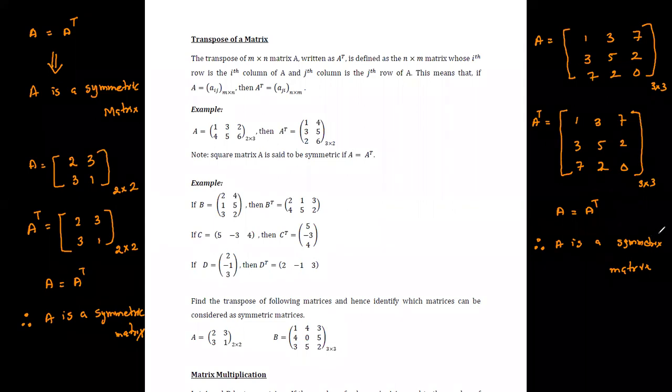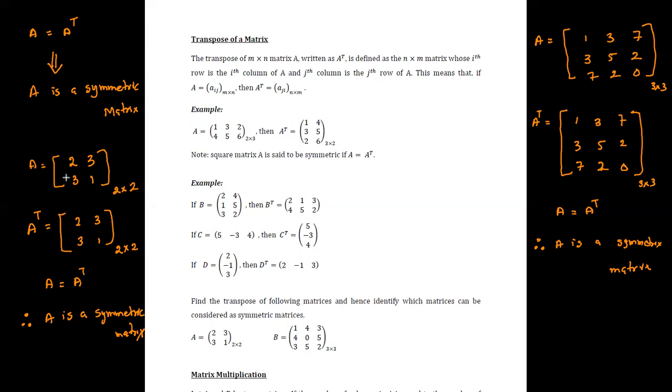And we can identify symmetric matrices only for square matrices. If we are identifying any symmetric matrix, that should be a square matrix, not a rectangular array of numbers. We would not be able to identify the concept of symmetricity for those.